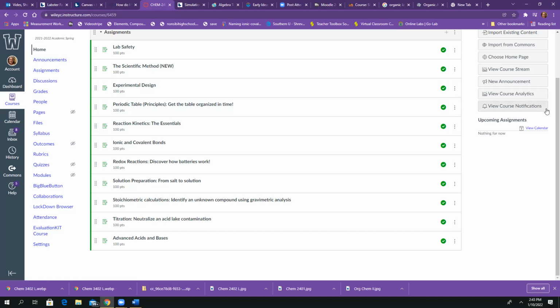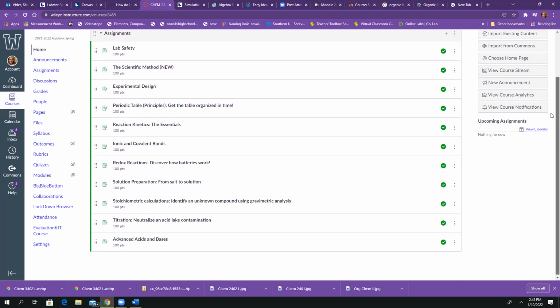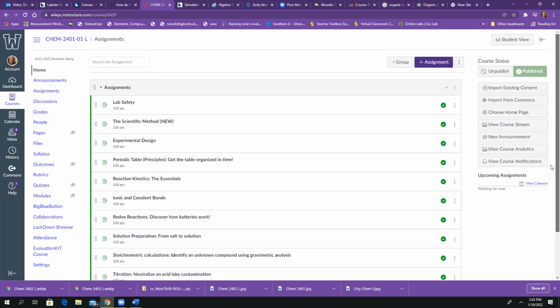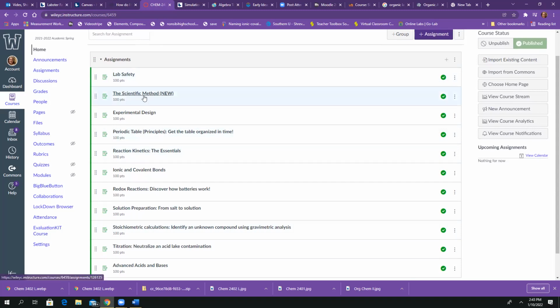So some of these are not conducive to writing a lab report, but let's see: lab safety, experiment design, redox, solution preparation, titration, and advanced acids and bases. All of these are good. Now you're going to do a scientific method one too. I'm looking for one that I was thinking of and I don't see it. That's one of the ones that needs to be on here. I'll add one here and there, but there's a few more that need to be added. So that's the lab part.